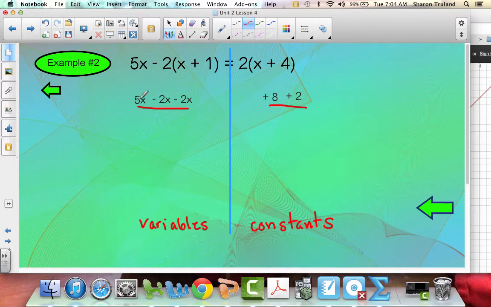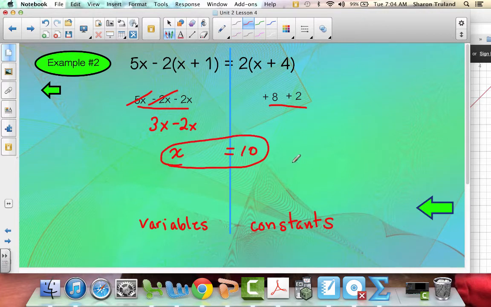Okay, math time. 5x's, take away 2x's is 3x's. Take away another 2x. This all boils down to a single x. We love when that happens. And what do we have over here? 8 plus 2 is 10. So we're saying our answer is x equals 10.